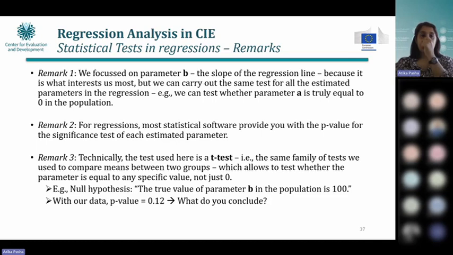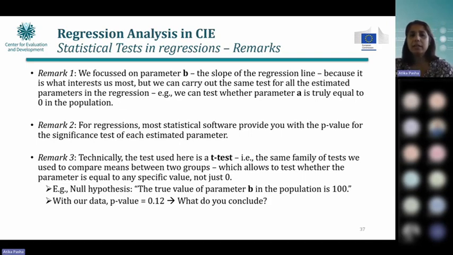The second thing is that for regressions, most statistical software will provide you the p-value already. It's a little more complicated in Excel. If you were using other software such as EViews or Stata or SPSS or R, whichever one you're using, it would provide you with a p-value for the significance test of each of your estimated parameters. So not only B, but also A.